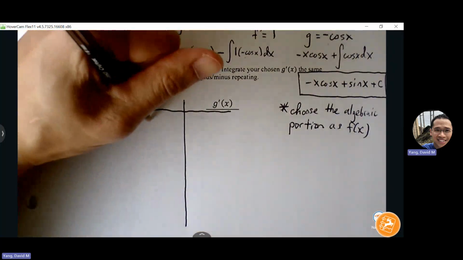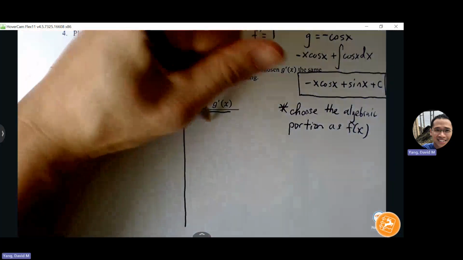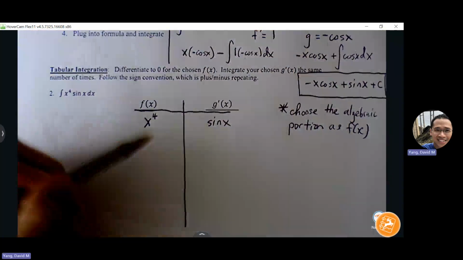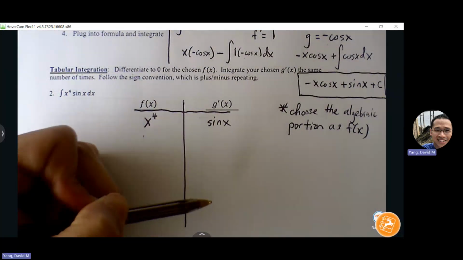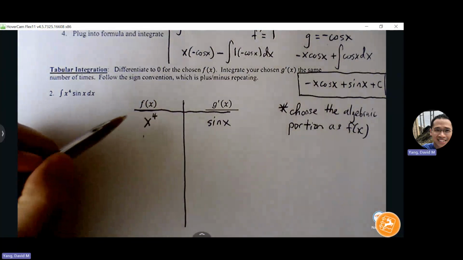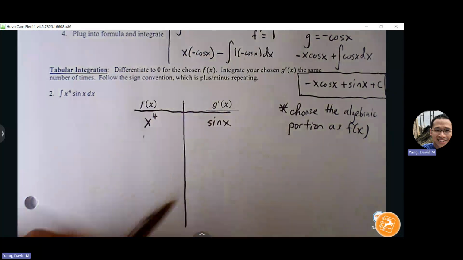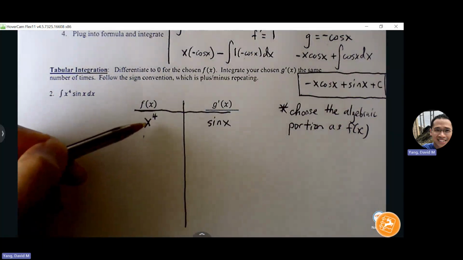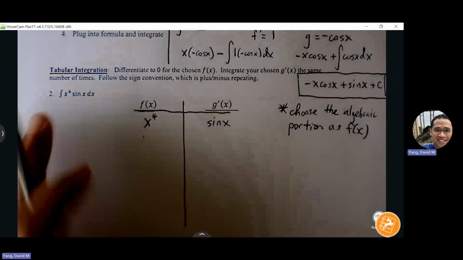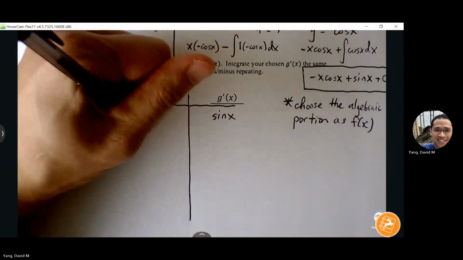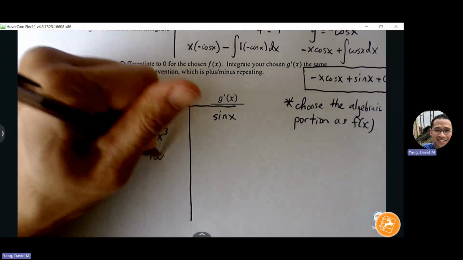So under the F, you're going to say x to the fourth. And under G prime, you're going to say sine of x. On the left side, you're going to find the derivative. On the right side, you're going to take the integral. Keep taking the integral of the previous one that you see. Now, on the F side, the nice thing about the algebraic is that we can get to a stopping point, because eventually the derivative is going to turn into a what? The 0, right? So that's when we know to stop. Okay, so x to the fourth becomes 4x cubed, 12x squared, 24x, 24, and then 0.